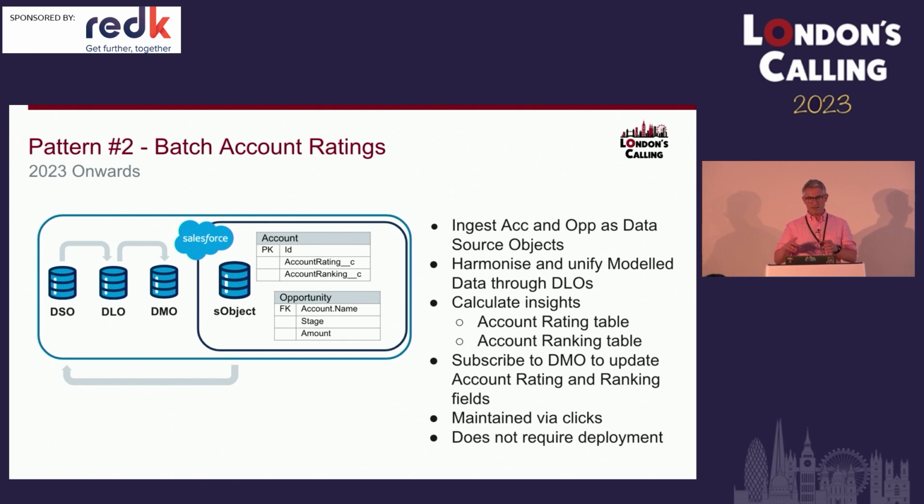Well, we're going to use the sObject again as a data source object, and there's two things we need to pull out. We need to pull out the account object, and we need to pull out the opportunity object and store those as DSOs. We're going to harmonize and unify the data through the data lake object, so we've resolved the identity, and then we're going to use those DLOs to calculate the insights. And from those insights, I'm going to produce an account rating table and an account ranking table.